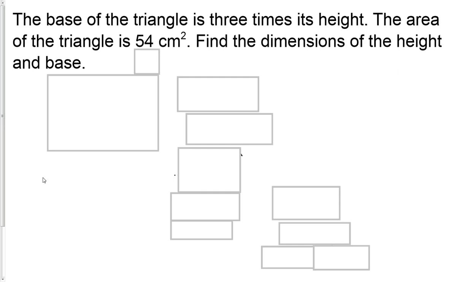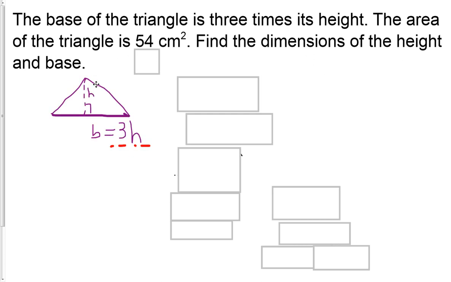Moving on, we've got the base of a triangle is 3 times its height. The area of the triangle is 54 centimeters squared. Find the dimensions of the height and base. Now, for most of these, it is very beneficial to draw a picture. Some people could tell me the area of a triangle is blah, blah, blah, but they could understand it more if they saw it. So I draw a picture.